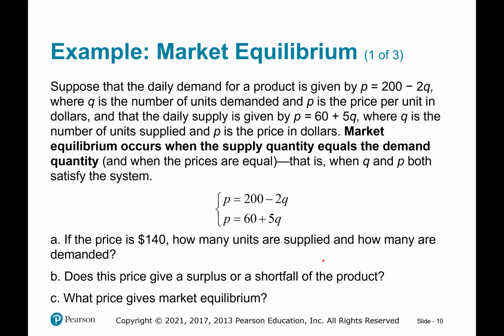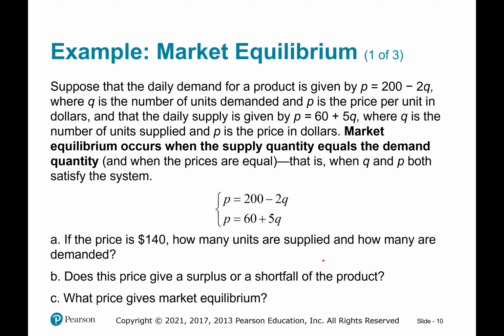suppose that the daily demand for a product is given by P equals 200 minus 2Q. So that's the demand equation, where Q is the number of units demanded and P is the price of the unit. They use this across the board in every business class. Q is the number of units and P is the price. And the daily supply is given by P equals 60 plus 5Q, where Q is the number of units supplied and P is the price in dollars.